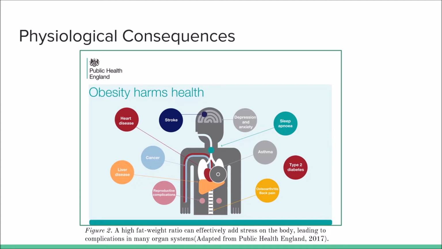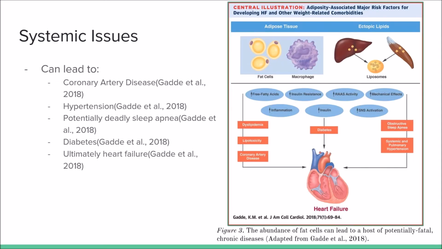These life-altering complications have much more serious complications that can result due to the patient having obesity. As you can see here, things like heart disease, stroke, cancer, liver disease, even type 2 diabetes, they all have some serious altercations that can occur, even death. Some common systemic issues that can arise due to obesity are coronary artery disease, hypertension, sleep apnea, which in some severe cases can result in people choking to death in their sleep, and diabetes and heart failure.